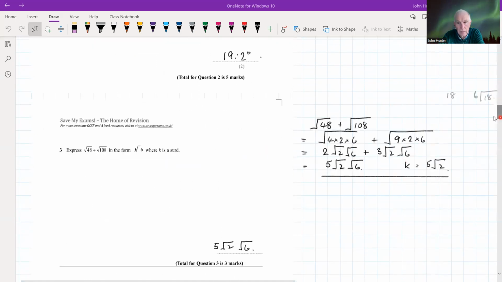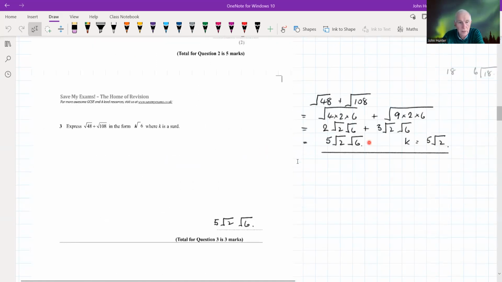Number 3 is surds. Express the square root of 48 plus the square root of 108 in the form k root 6, where k is a surd. Now this is slightly unusual because we're used to seeing these where k is a whole number, but here it's actually a surd. So we've got a surd times a surd involved in the answer to this. So let's have a look. Square root of 48 plus the square root of 108. Now we want to factorize out root 6 here because that's part of the answer. So that'll be a good idea.